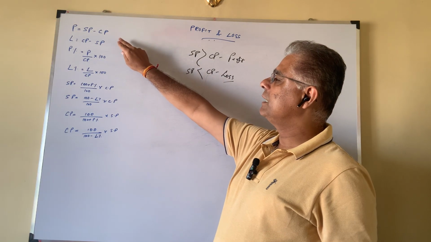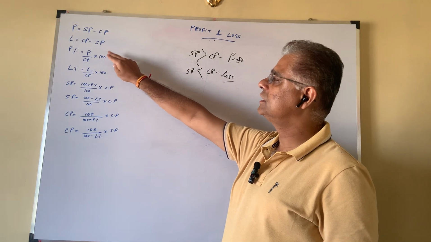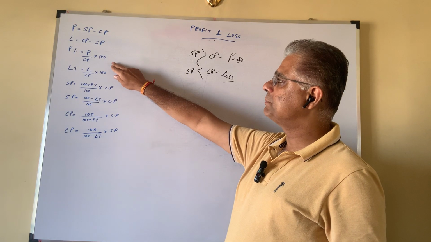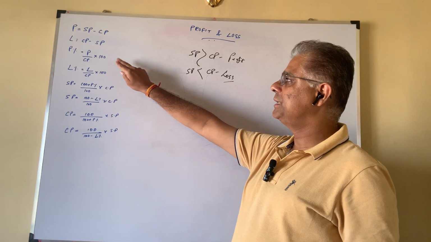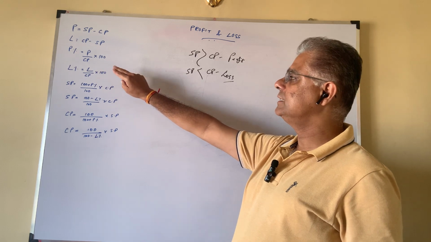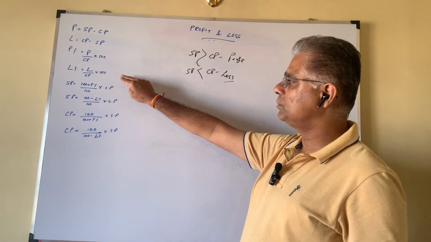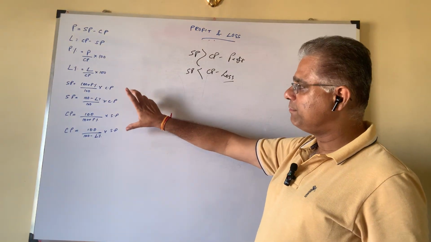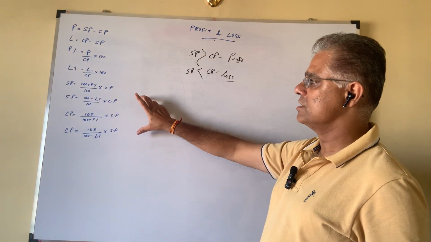Profit is equal to selling price minus cost price. Loss is obviously the other way around: cost price minus selling price. Profit percent is profit divided by cost price into 100. Loss percent is equal to loss divided by cost price into 100. The last four formulas are very important and will be helpful when you start solving the tougher questions.